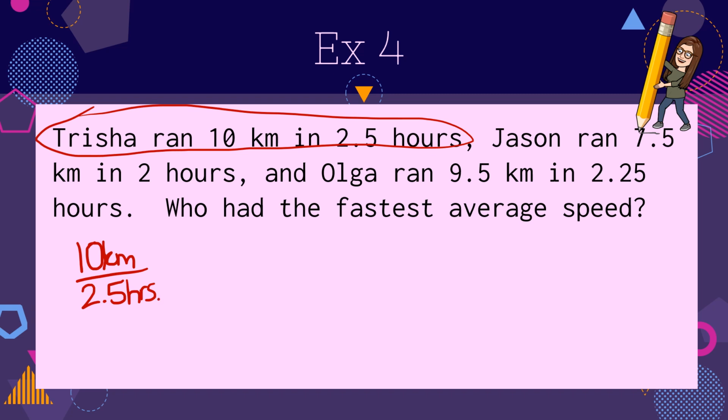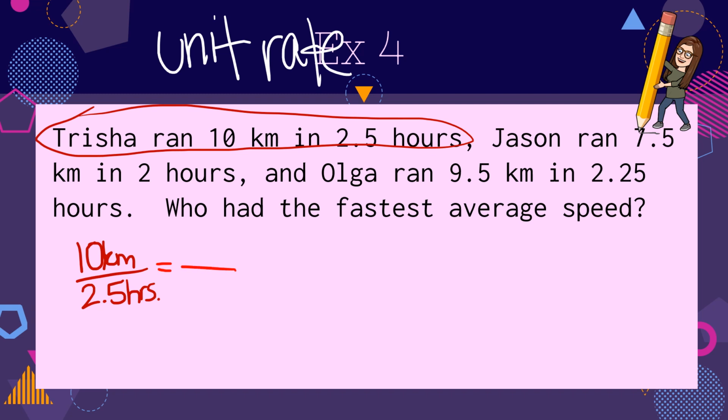Now our goal again is we want to find out who's the fastest, so we need to create a unit rate. So a unit is a value of 1. So I want to know how many kilometers did she run in 1 hour. So we're going to again divide. We're going to take 10 kilometers divided by 2.5, and that means she ran 4 kilometers in 1 hour.